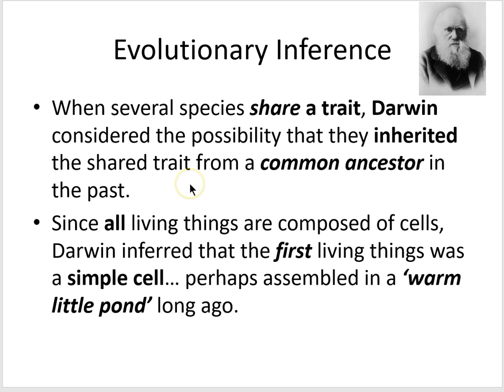Darwin also speculated about the origin of life. You'll recall that when several species share a trait, Darwin is going to consider the possibility that they inherited the shared trait from a common ancestor in the past. Well, since all living things are composed of cells, Darwin inferred that the first living thing, too, was a simple cell, perhaps assembled in a warm little pond long ago.